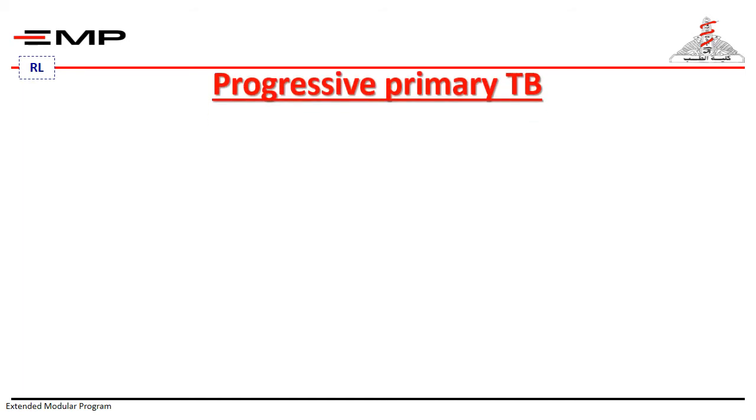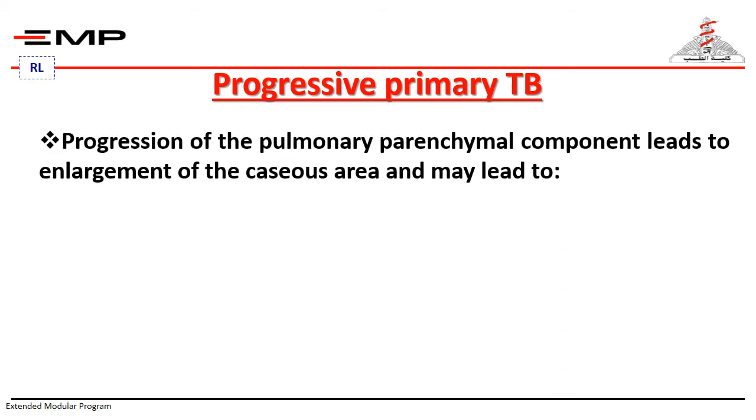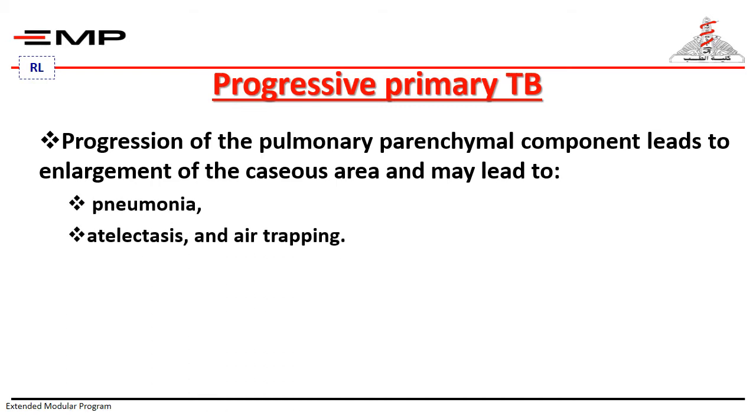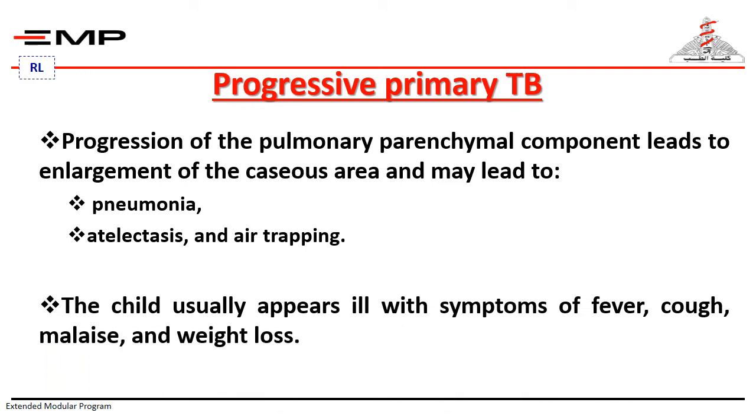Progressive primary TB. Primary pulmonary TB is the first big clinical picture; it can spread causing pleural TB, and it can spread all over the lung causing progressive primary tuberculosis. Progression of the pulmonary parenchymal component leads to enlargement of the caseous area and may lead to what? Pneumonia, atelectasis, air trapping. The child usually appears very ill with fever, cough, malaise, and weight loss. Remember, these symptoms are resistant to regular antibiotics.